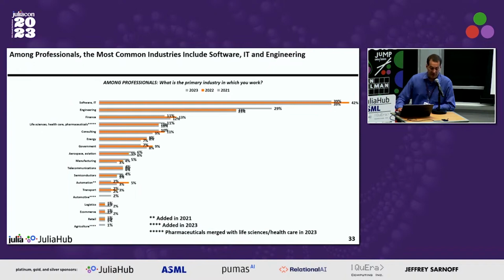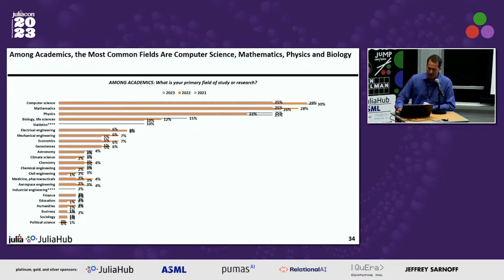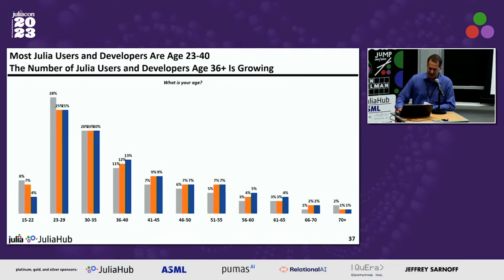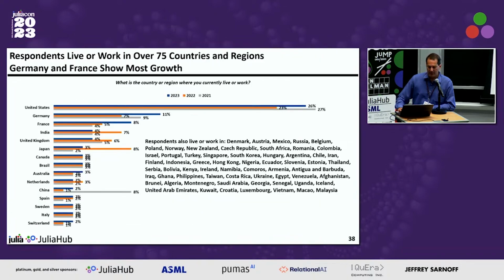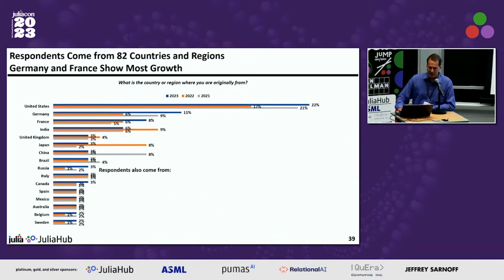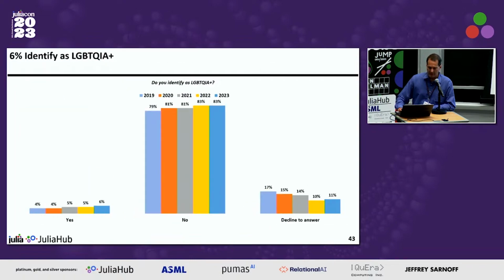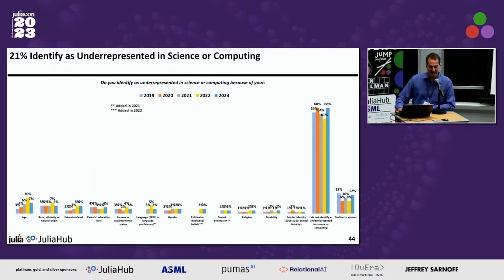Most common industries among professionals: software and IT, engineering, followed by finance, life sciences, etc. Among academics, number 1, computer science, mathematics, physics. But even at the bottom, we've got folks in sociology and political science using Julia. New question this year: what type of improvements to Julia would make you more likely to recommend Julia to others? Number 1 is reduced startup time. Then years of coding experience, age, and then we have some demographic data. So more than 75 countries and regions, languages, ethnicity, gender. So quite a bit on diversity.